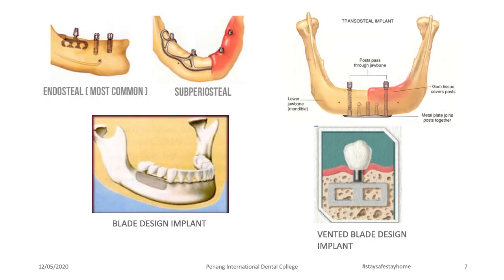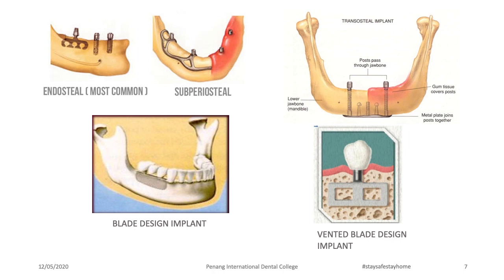In this slide, you see the different types of implants. You have the endosteal, the most common one, which is basically placed inside the bone. You have the subperiosteal, which is placed on the alveolar crest or the alveolar ridge, and you have the post which projects out, which is used for placement of prosthesis. Then you have the transosteal. Here the post is drilled completely through the bone and it comes out from the bottom where a metal plate joins these posts together.